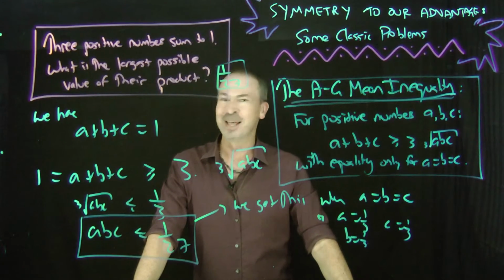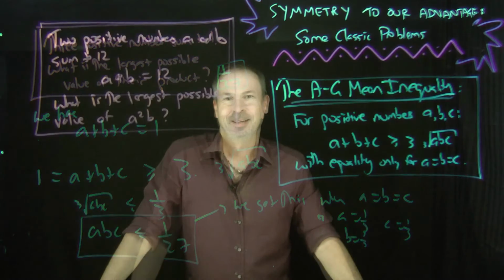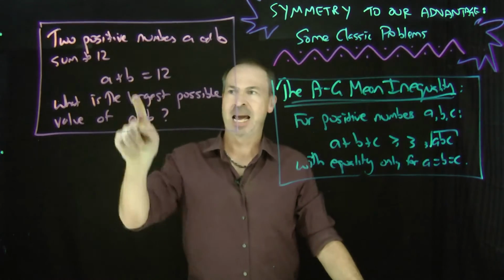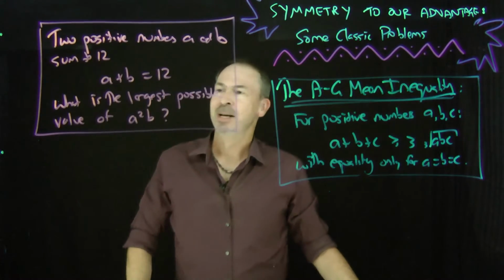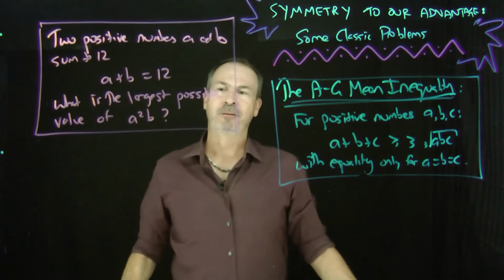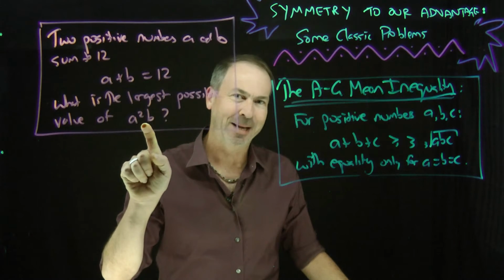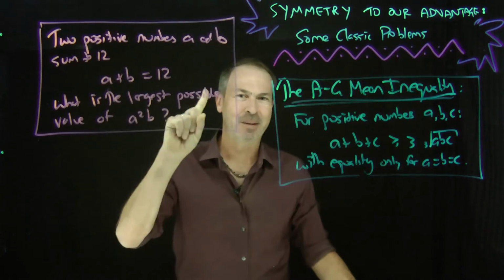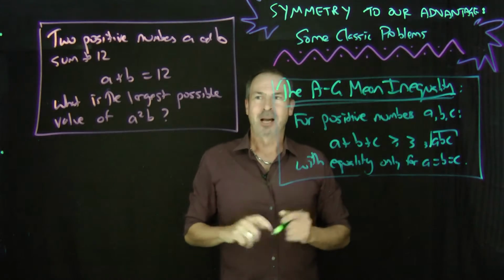All right, let's do another example. This is fun. Okay, this question. Two positive numbers A and B sum to 12. So A plus B equals 12. Great. What's the largest possible value of A squared B? Okay, that looks nice and symmetrical. That looks unsymmetrical. Okay, I'm a little bit nervous right now. But it does seem irresistible.